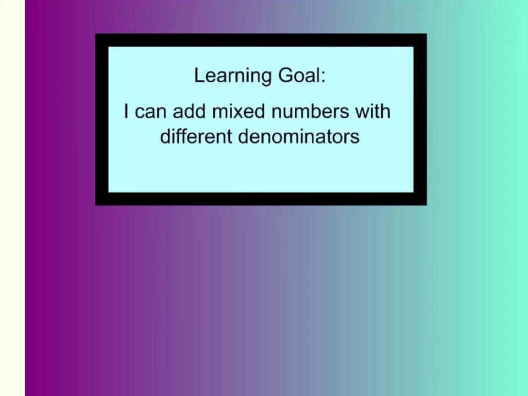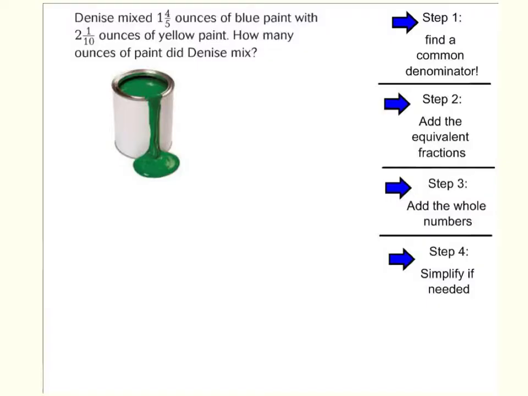Our learning goal for today is I can add mixed numbers with different denominators. Let's take a look at our first problem. Denise mixed 1 4/5 ounces of blue paint with 2 1/10 ounces of yellow paint. How many ounces of paint did Denise mix?